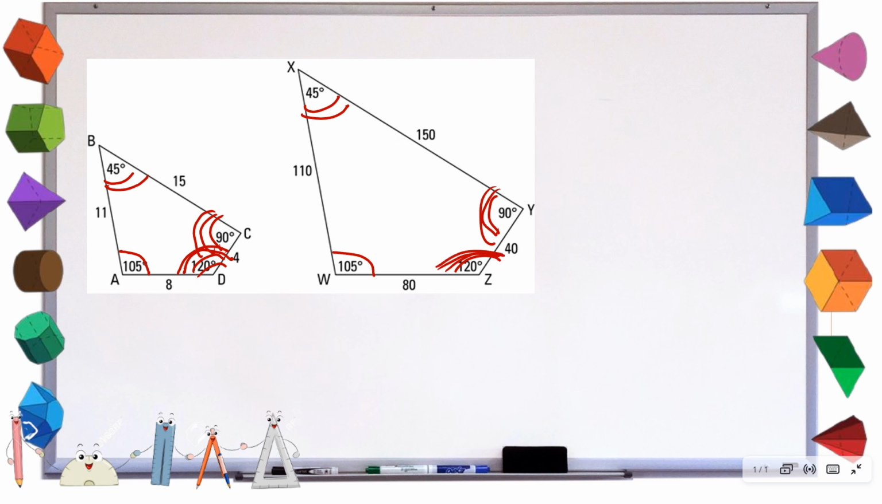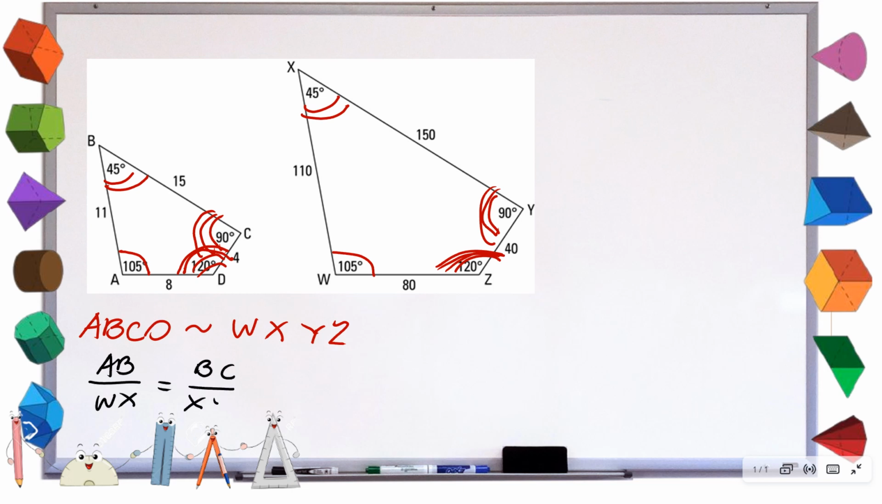Then, we can already name the angle or the polygon which is congruent. So, we have your ABCD is similar with our WXYZ. Okay? And we can get the proportional parts. So, that means you have AB over WX, BC over XY, CD over YZ, and AD over WZ.